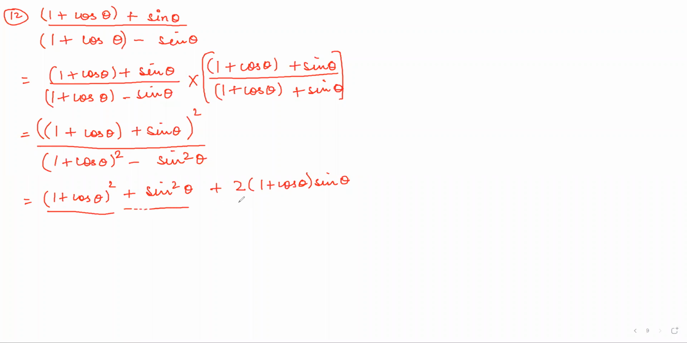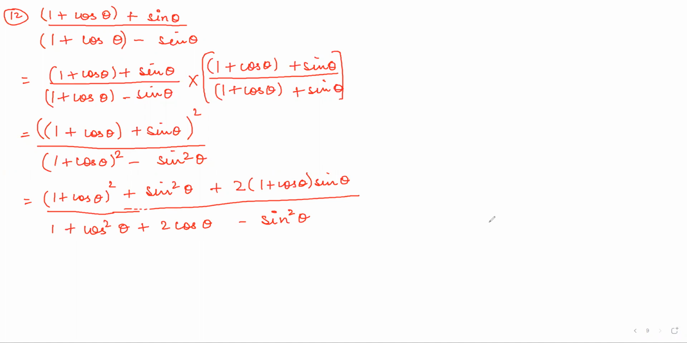And now open this bracket in the denominator. It is again a plus b whole square. So I'll get 1 square plus cos square theta plus 2ab, that is 2 cos theta, and then I have minus sine square theta, right?